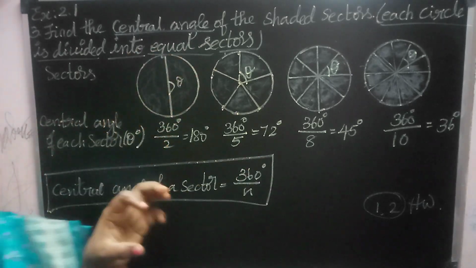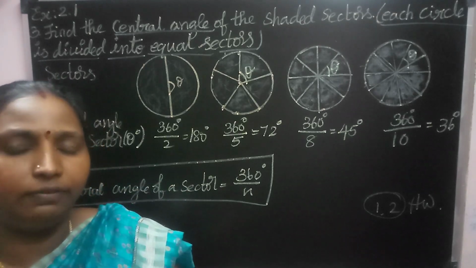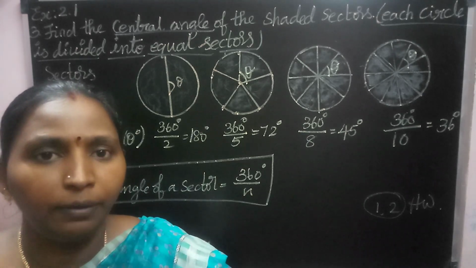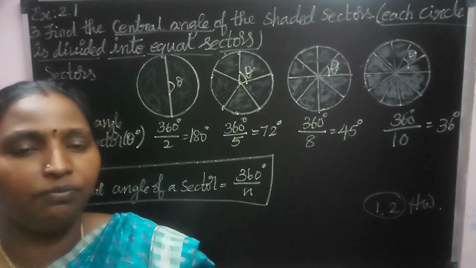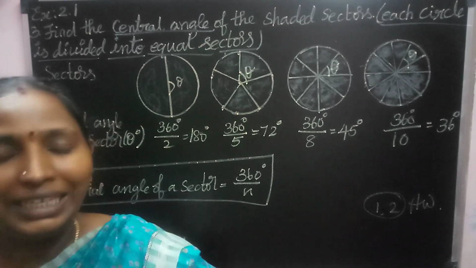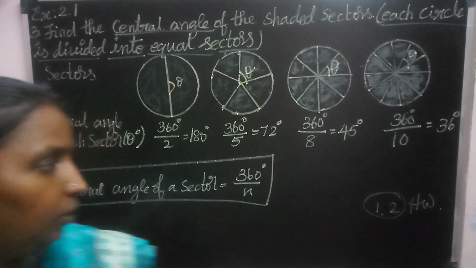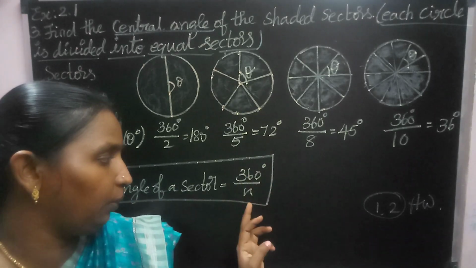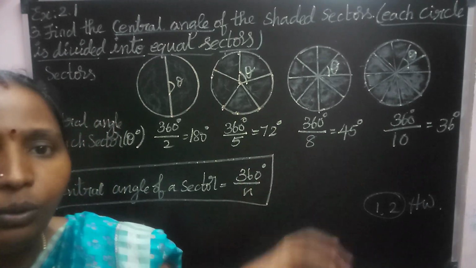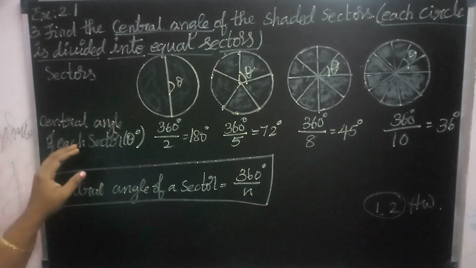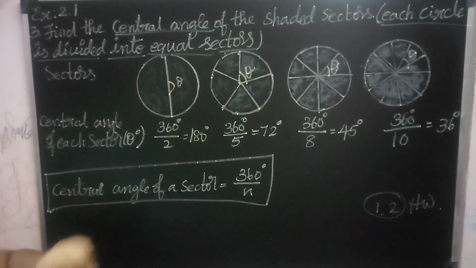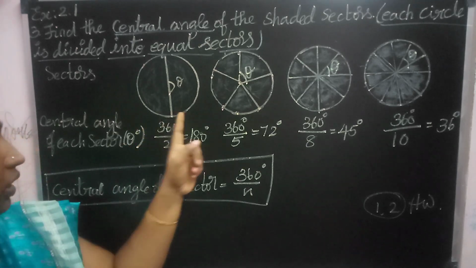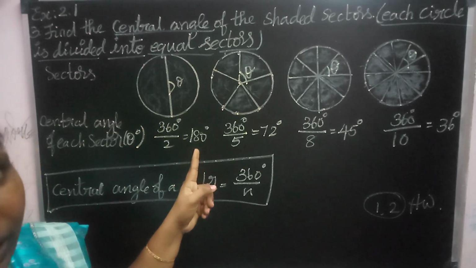When they give the sectors and the circle is separated into equal parts, how to find the central angle, I already told in the introduction part. What is the formula for the central angle? If they give the number of equal parts, it is 360 degree divided by n. So here I wrote that formula. Central angle of a sector equals 360 degree divided by n, where n is the number of equal sectors. Here how many sectors? It is separated into 2 sectors, so n value is 2. 360 degree divided by 2 gives 180 degree.